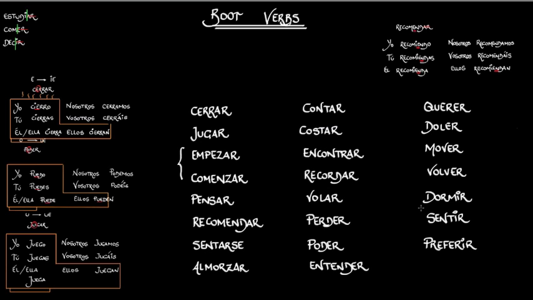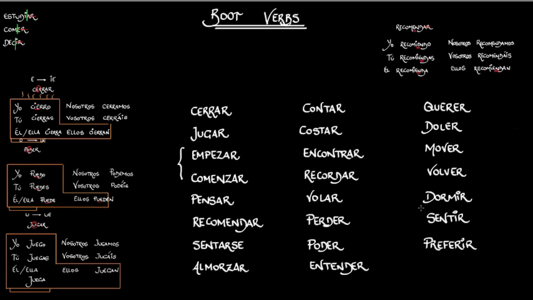Doler is to hurt. Por ejemplo, me duele la cabeza, I have a headache. Me duele el hombro, I have shoulder ache. Mover means to move. Volver means to return, to come back. Dormir means to sleep. Sentir means to feel. And preferir means to prefer. This is a basic list of the boot verbs that we're going to be using in class. They're not the only ones, but I consider that they are the most relevant ones that you should be learning.